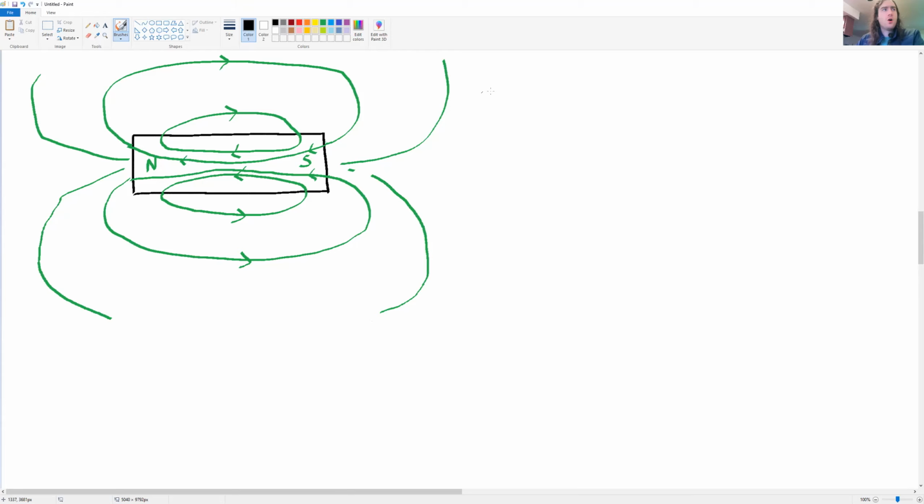Let me just kind of draw over here exactly what I mean. So we do have electric monopoles. Electric monopoles are simply the proton and the electron. Those are monopoles. It means that they are a single pole that can exist on its own and have its own electric field.